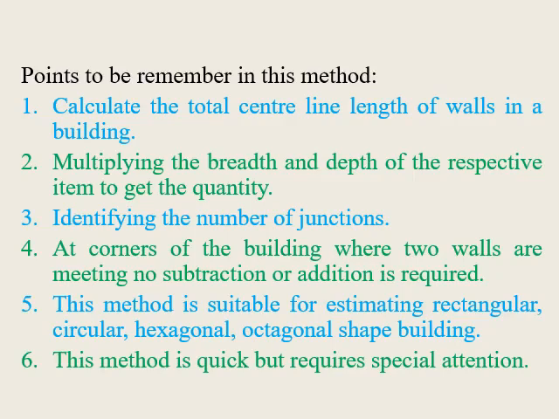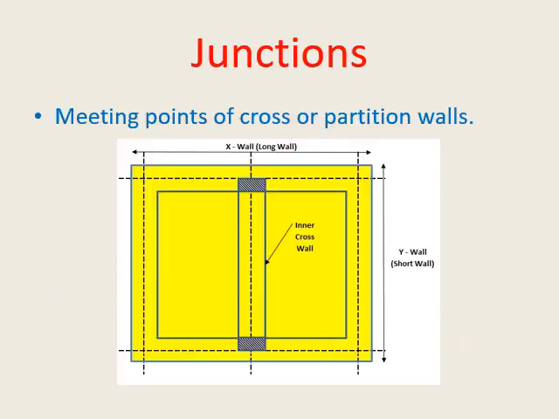of partition walls. Let us see the meaning of junction. The meeting point of a cross or partition wall is considered a junction. The minimum number of walls meeting at a point must be 3, then only we can consider it a junction. Remember, at corners of the building where two walls are meeting, that is not considered a junction. Wherever 3 walls meet, that point is considered a junction.